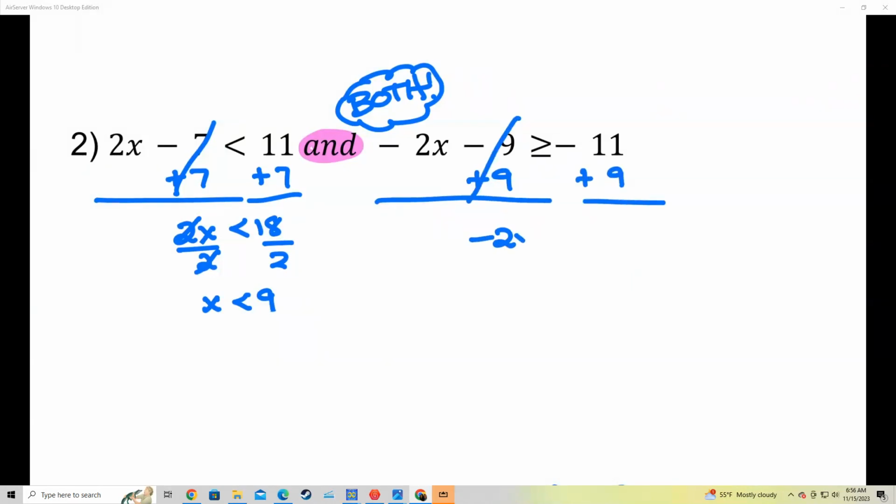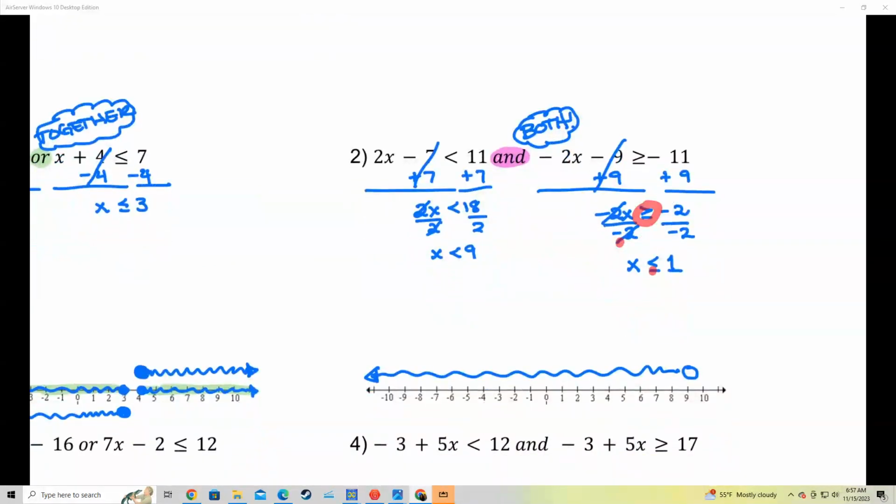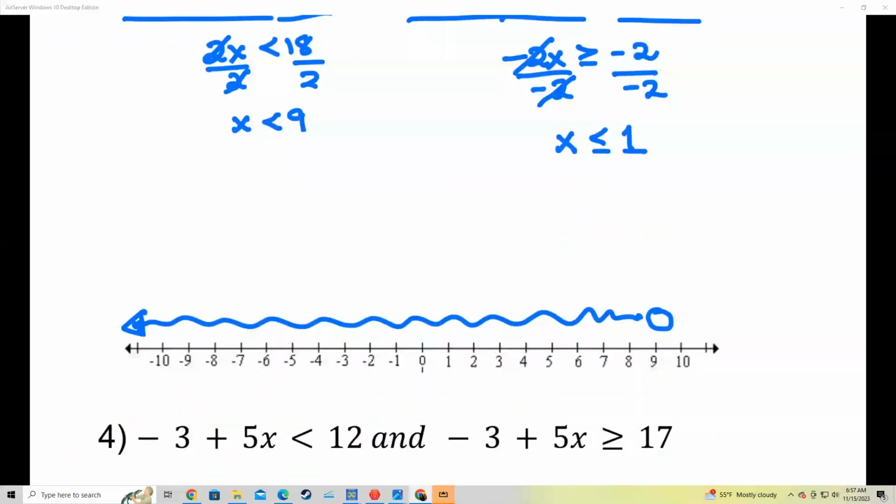I get negative 2x is greater than or equal to negative 2. We are going to divide both sides by negative 2. When you divide by a negative, that sign needs to flip. So this is going to be x is less than or equal to positive 1. Remember, that sign changes when you're dividing by a negative. Divide by a negative, you need to switch the sign. So the other graph is x is less than or equal to 1.